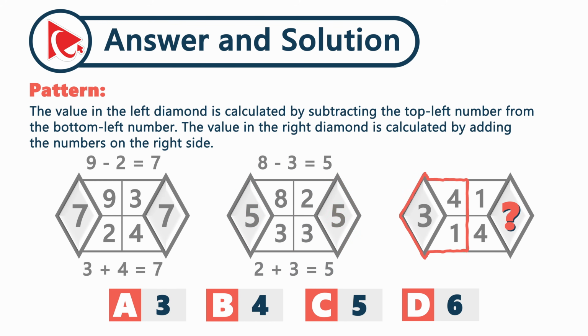Let's move to the third shape. 4 minus 1 does equal 3. And you know what time it is now, right? It's the magic time to calculate the missing number. 1 plus 4 equals 5. So the correct answer here is choice C, 5.